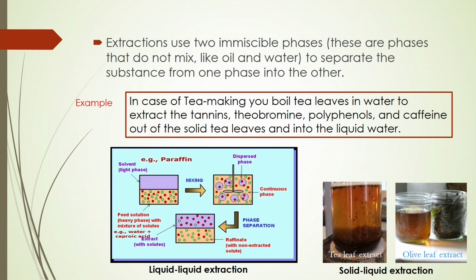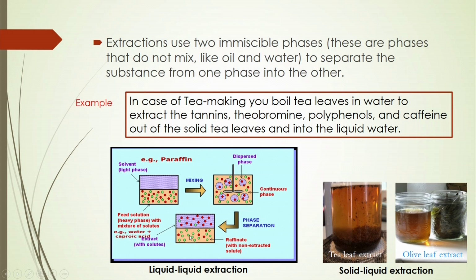So, basically there will be an interface through which there will be a transfer of the molecules of this caproic acid to the paraffin liquid, that is from the heavier phase to the lighter phase. And after mixing and getting that transfer of this molecule, it is called mass transfer, or basically overall it is called extraction.